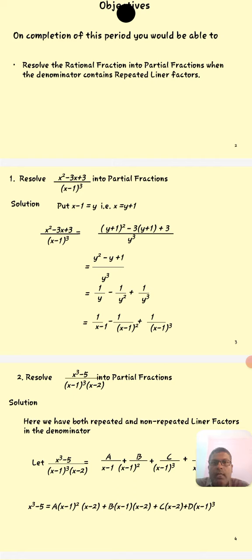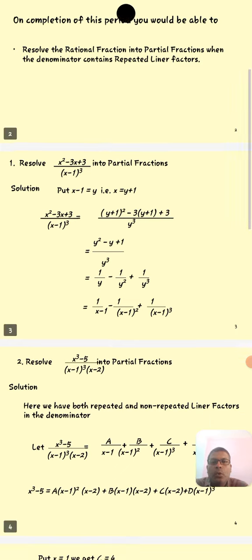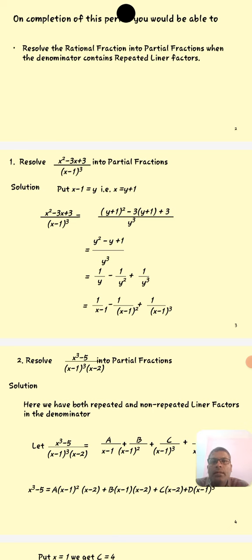The next step, we write (x square minus 3x plus 3) divided by (x minus 1) whole cube. That is equal to, now in the place of x we substitute y plus 1. Then write (y plus 1) whole square minus 3 into (y plus 1) plus 3 divided by, what is x minus 1? We take y, so in the place of x minus 1 again y, so we write y cube.